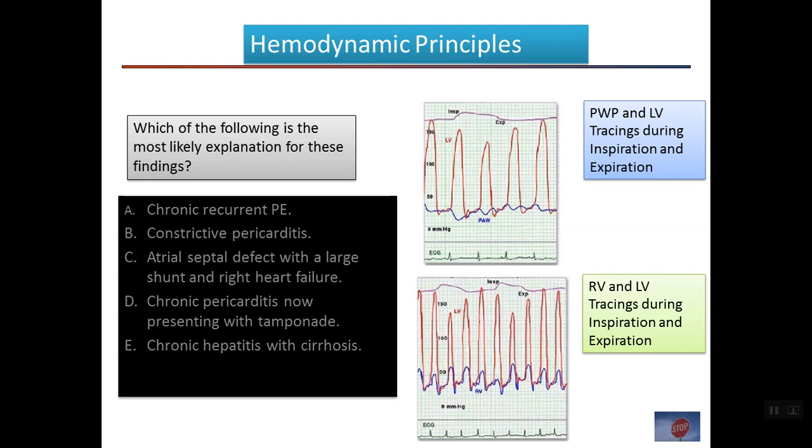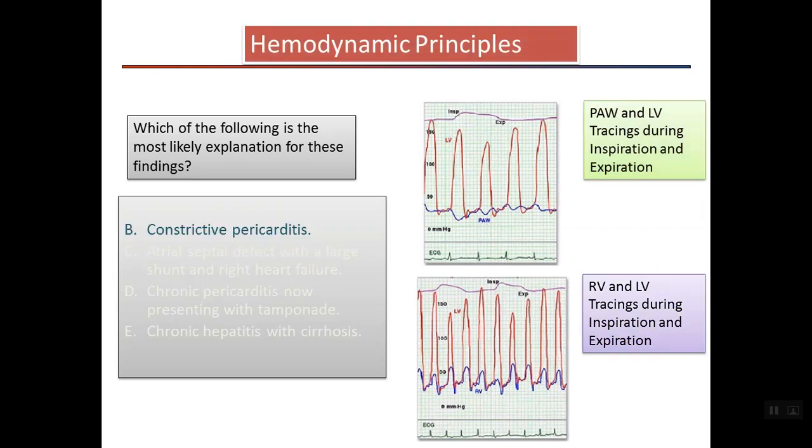I will say B for the fifth and B for the second. We'll see.